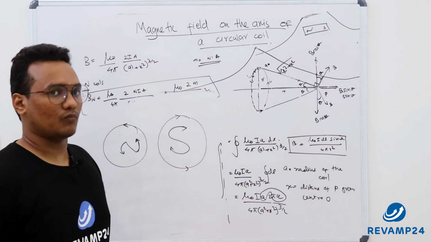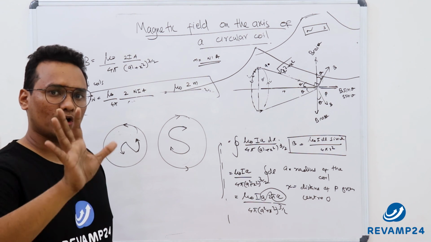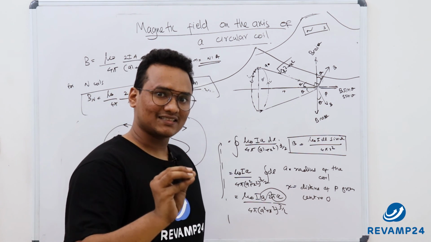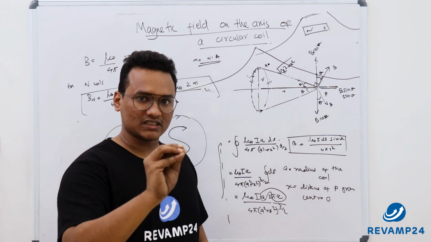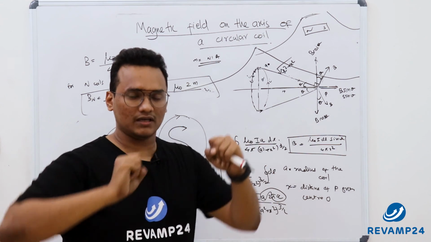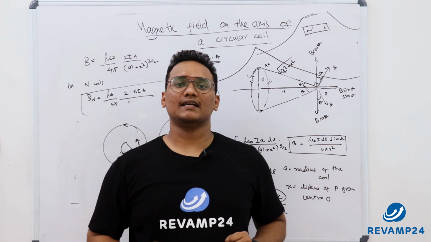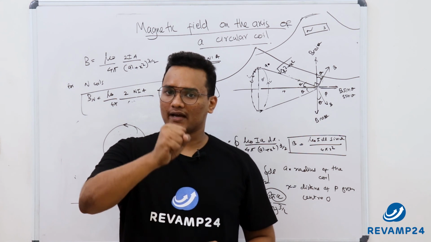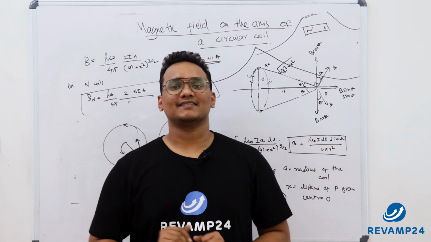Magnetic monopole doesn't exist. But in the case of charges, a monopole exists: positive charge and negative charge. When positive and negative charges of equal magnitude are combined, then I can say it is an electric dipole. But with a magnet, it is always a dipole. Magnetic monopole doesn't exist. Okay, thanks.